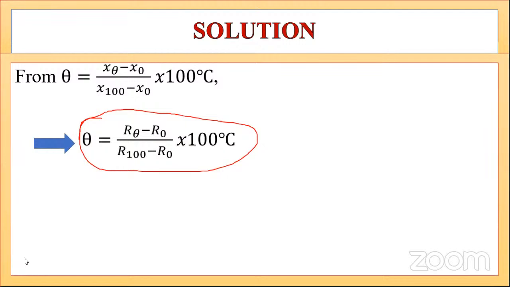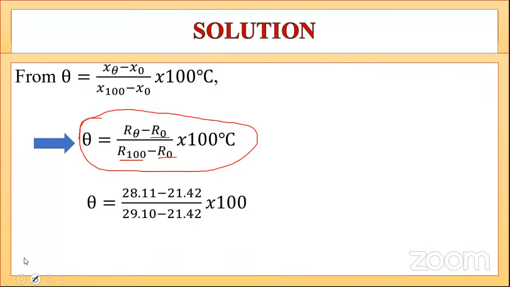Good. So we substitute now R theta. Remember, we had our R theta already. We had our R naught already. We had our R 100. So we just substitute. So it was 28.11 minus 21.42 over 29.10 minus 21.42 times 100 degrees Celsius.